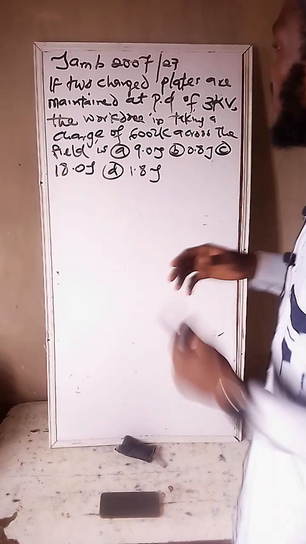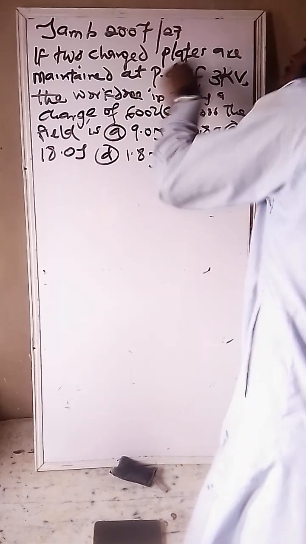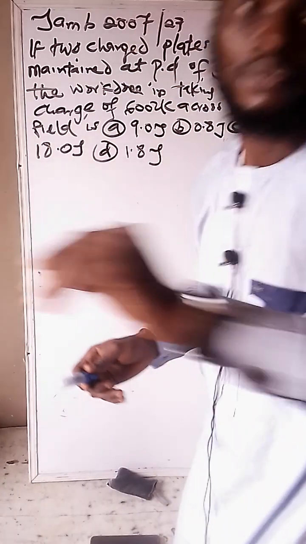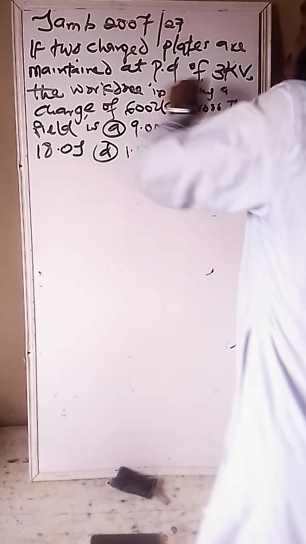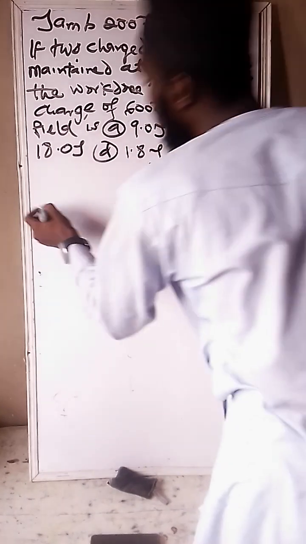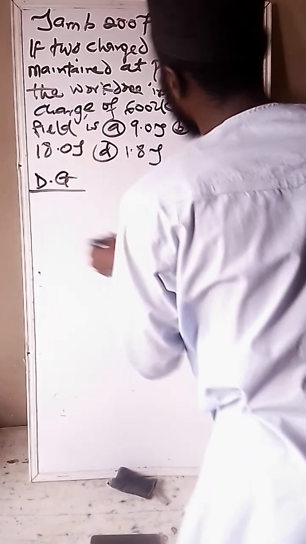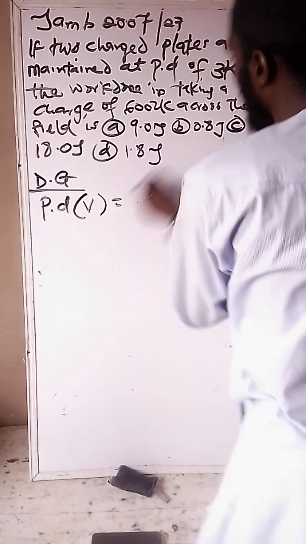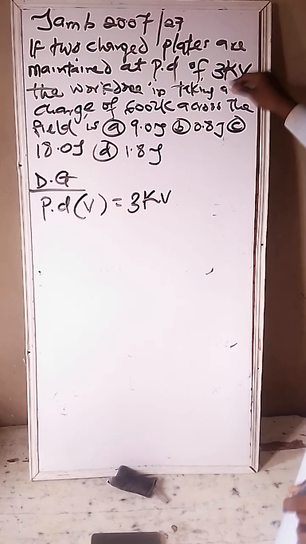Are we together? Now note, if two charge plates are maintained at a potential difference, PD. I told you PD means what? V, electric potential, EMF, or voltage, or electromotive force. They use different names. What do they use here? PD, potential difference, which is known as electric potential. Let me write the data given. PD, potential difference, which is the same thing as V, equals 3 kilovolts.